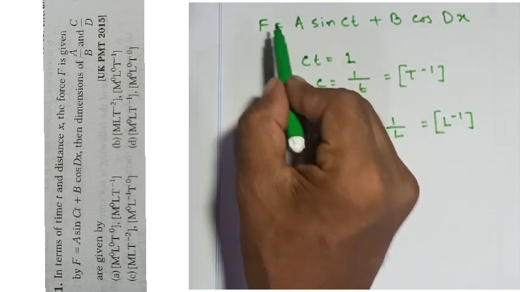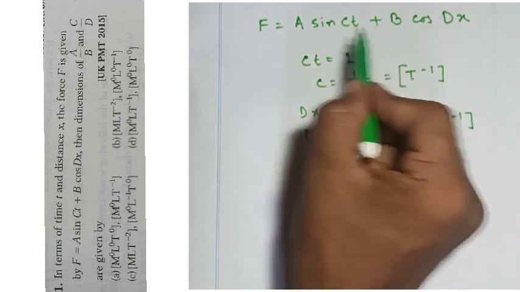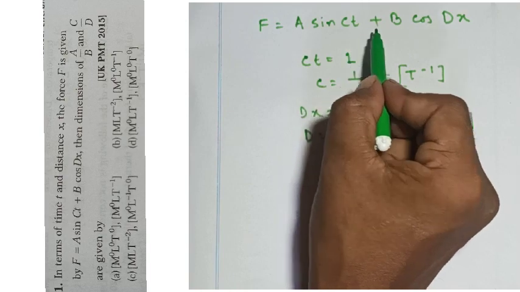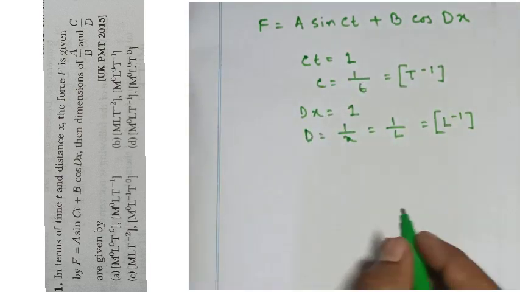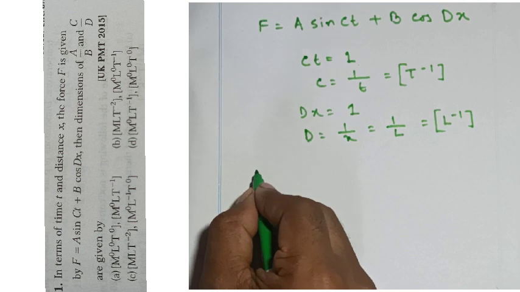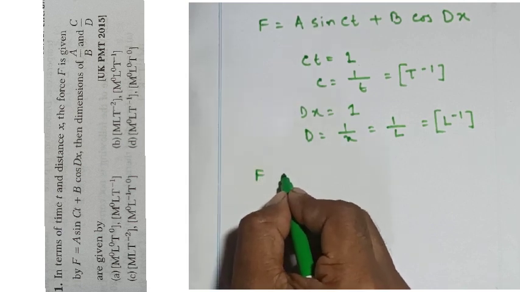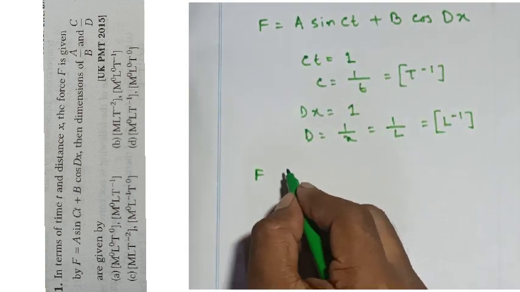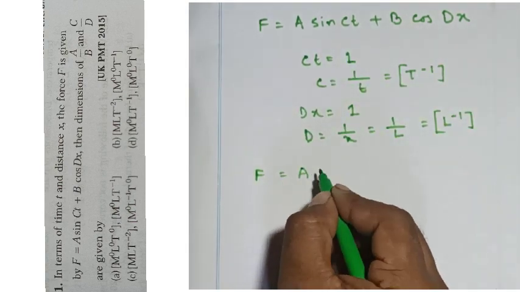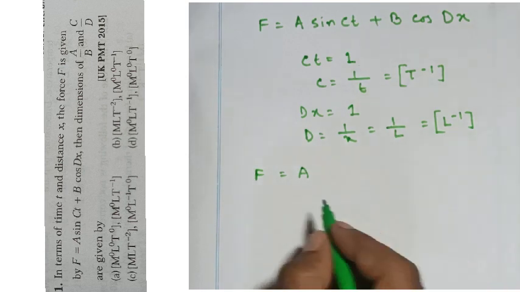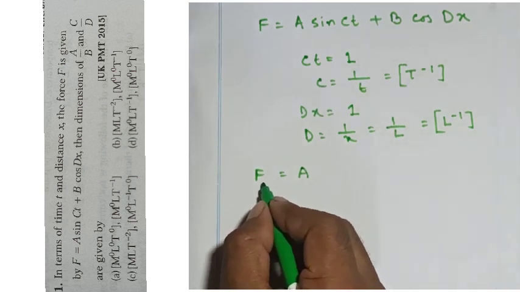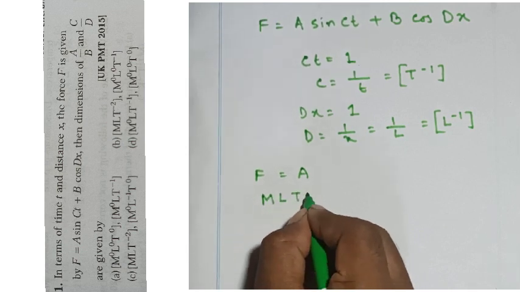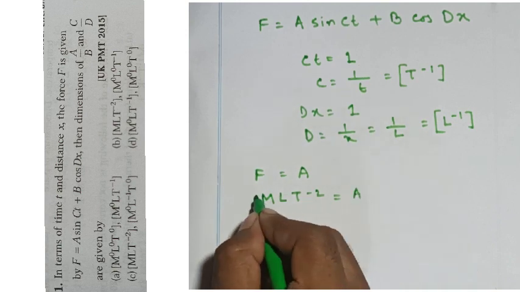And another thing is that F equals A sin ct, that means the dimension of F and the dimension of A sin ct are the same. And here we also say that the dimension of F and the dimension of A are the same. So here F means the force. We know that the force is M L T to the power minus 2. This is the dimension of A.